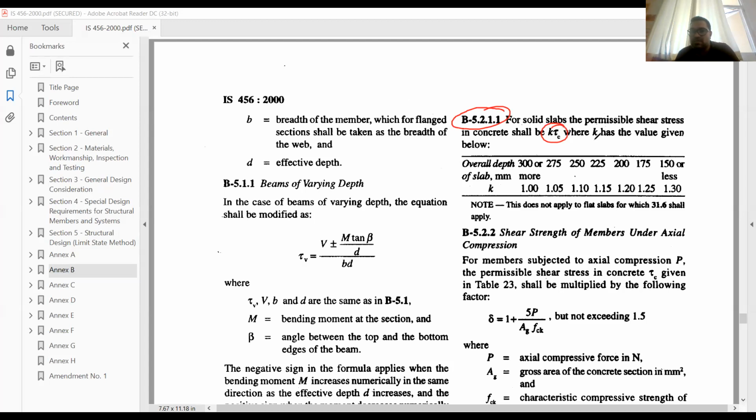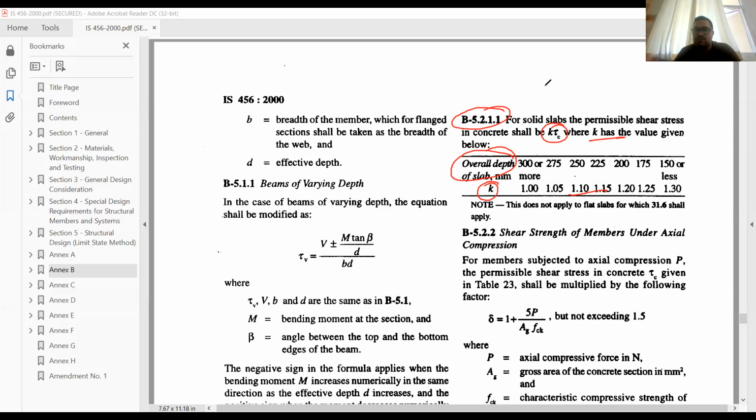Here K is dependent on the overall depth of the slab, or in our case, the overall depth of the footing. If the depth is 300 or less than 300, the value of K is 1 or more than 1. If the depth is more than 300, then the K value will be 1. So now we first have to find the overall depth.